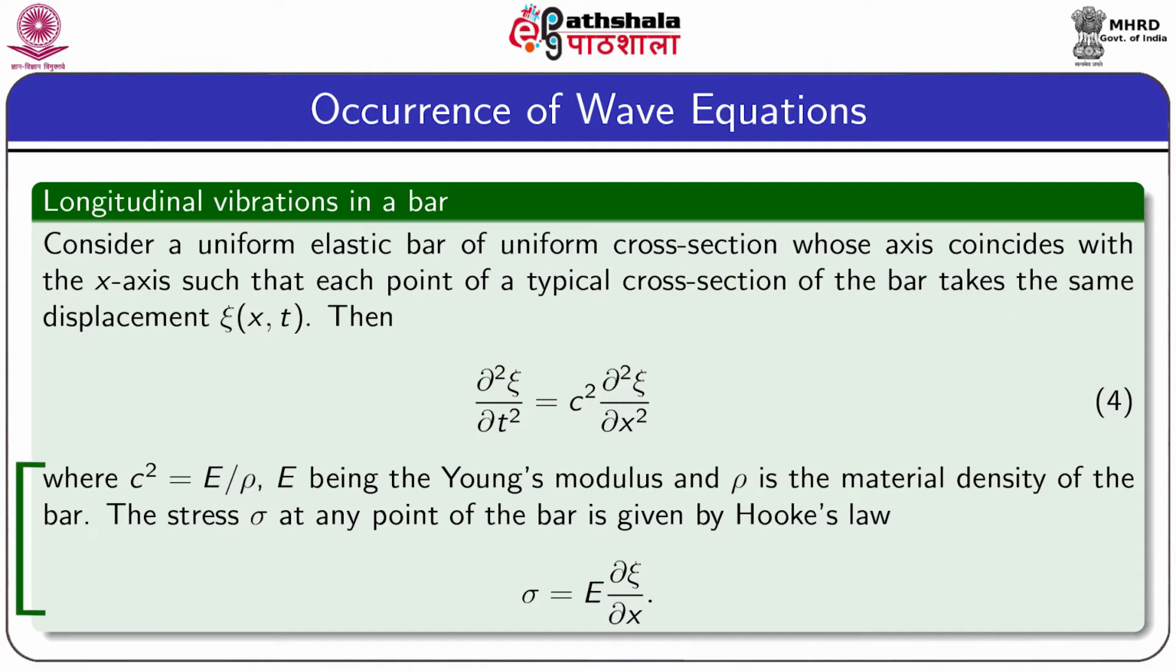and the stress sigma at any point of the bar is given by Hooke's law. Hooke's law says that stress is proportional to strain. So, which is written in this equation, sigma equals E into del xi del x, where del xi del x represents the strain and E is the proportionality constant, which is known as Young's modulus.